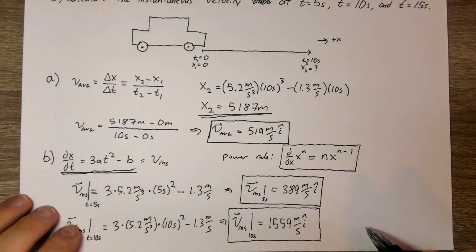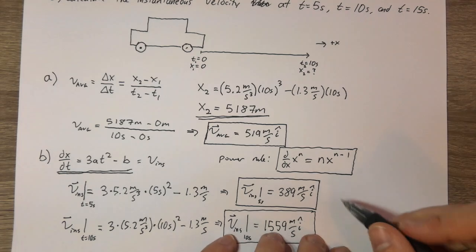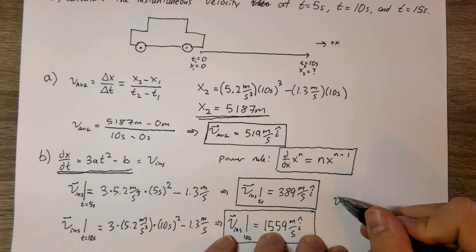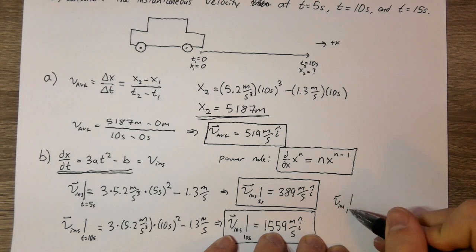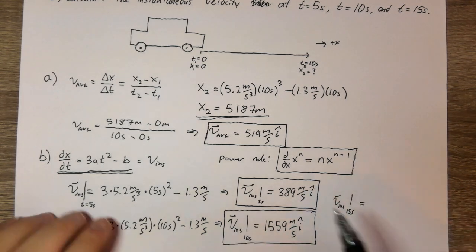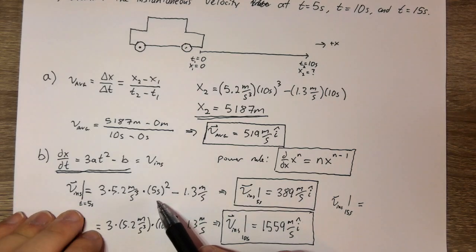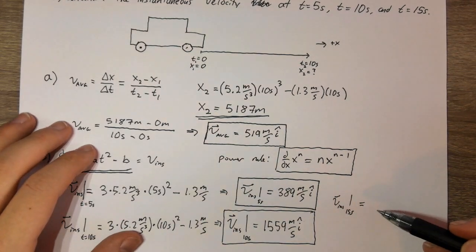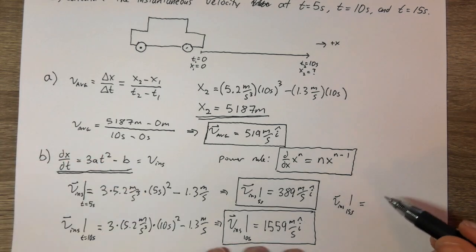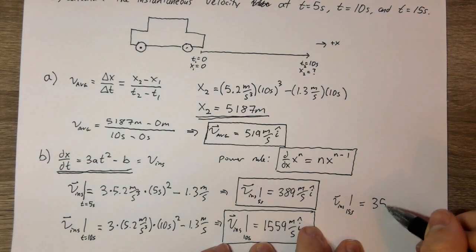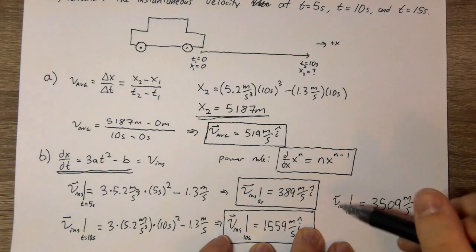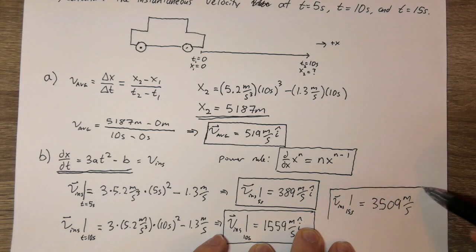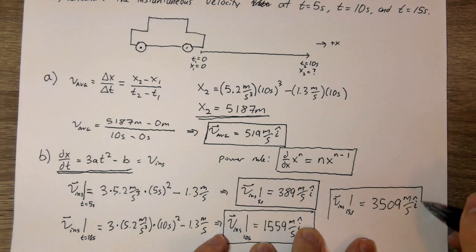And I'm going to run out of room over here, I think, but 15 seconds. If you just plug in the same as you did here, I'll let you do it yourself and see if you get the same answer. It will give you 3,509 meters per second with an i-hat.